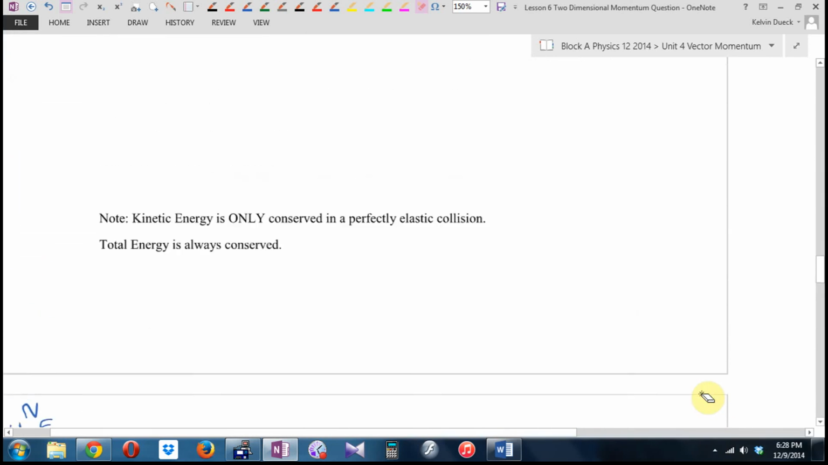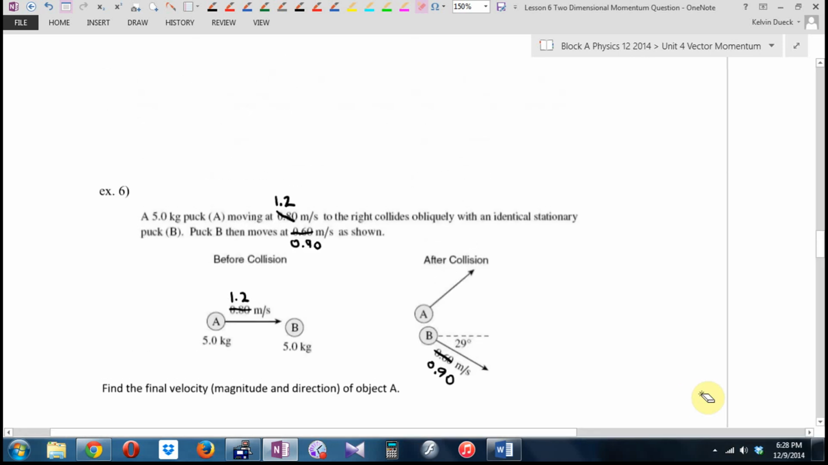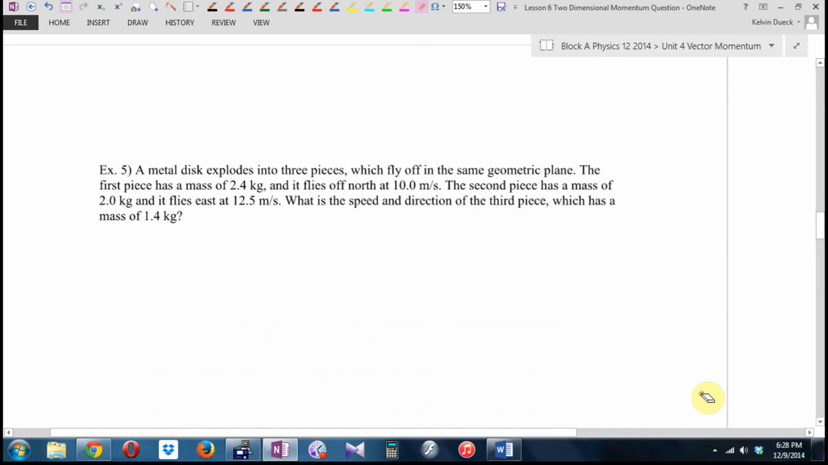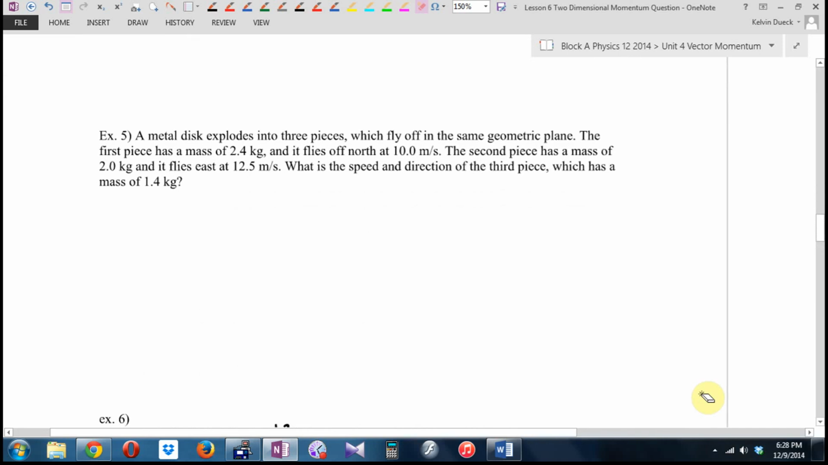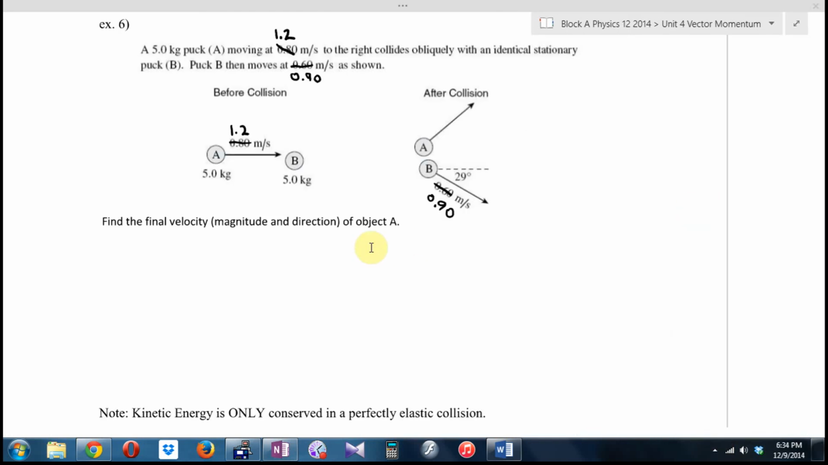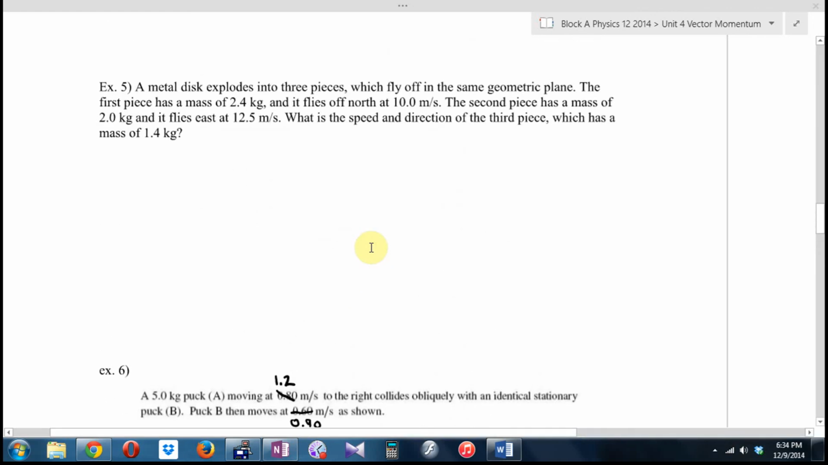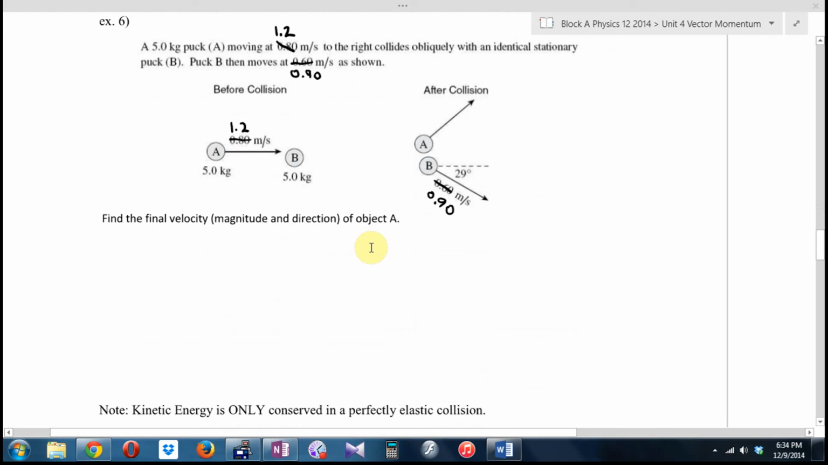Okay. Whew. I'm going to come back to example 6. Let's do example 5. Maybe not. I might pause here. Hang on. Let me rethink this. So we'll finish off with example 6. We'll do the explosion another day, although it's pretty cool.